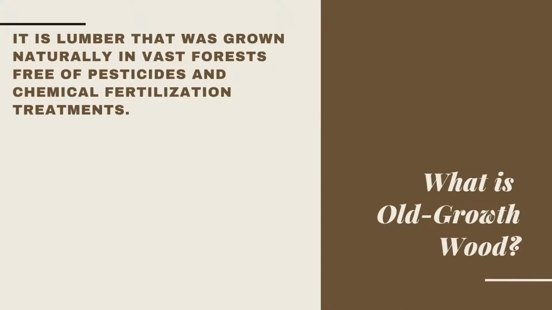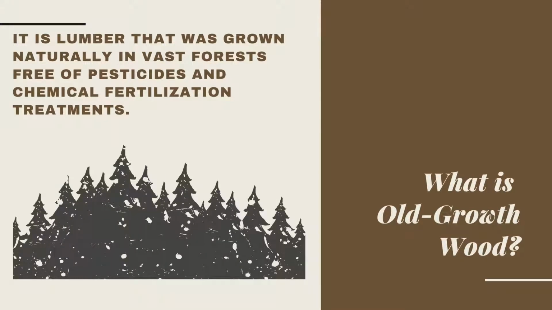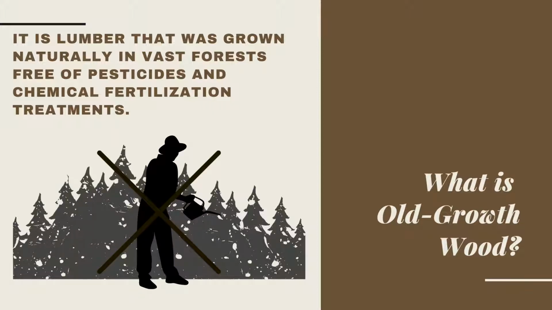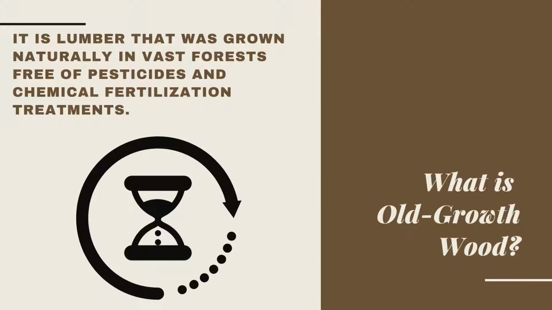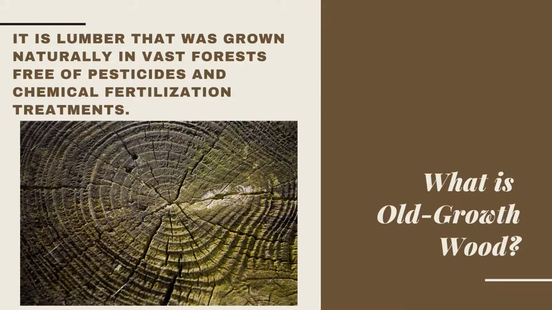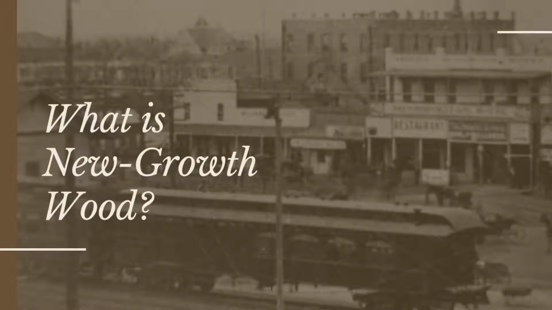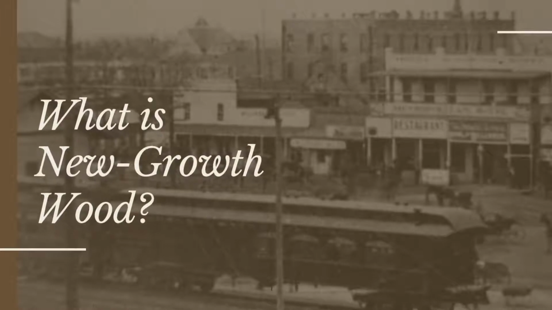Old-growth wood is lumber that was grown naturally in vast forests, free of pesticides and chemical fertilization treatments. It was simply natural, without any human assistance or interference in its growth. Trees in these forests competed with each other and had limited light under the forest canopy, causing them to grow very slowly. Slow growth over an extended period of time nurtured numerous and dense growth rings, which created wood of impressive structural integrity. Let's compare these growth rings to those found in new growth wood.